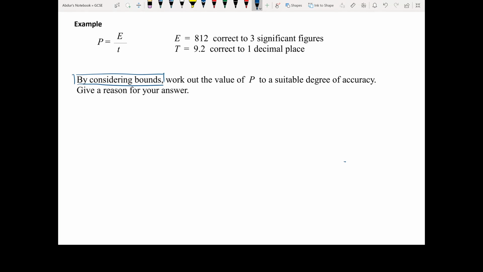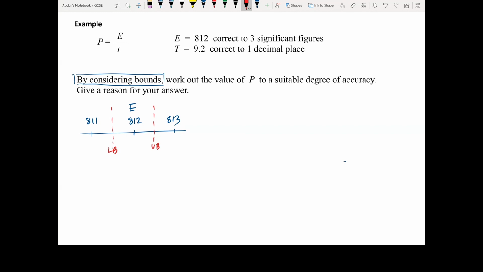So in order to do that, we need to first of all find out what the upper bound and lower bound values are for E. So I'm going to write down first of all E, and I'm going to write down what that value is, 812, and I'm going to just put that on a number line here, just to indicate what the next number would have been correct to three significant figures. It would be 813, and the previous number would have been 811. And then I'm going to determine my upper bound and lower bound for this value of 812 that we're given. Here's my upper bound, and here's my lower bound.